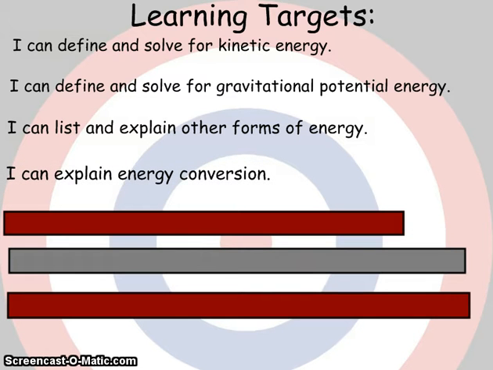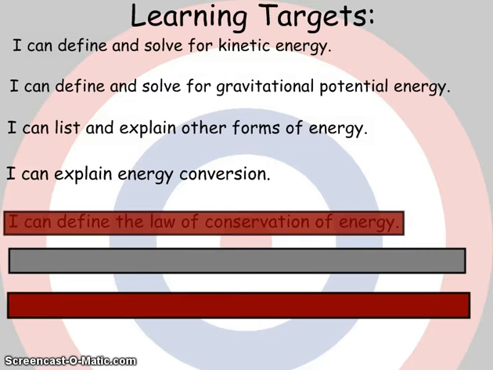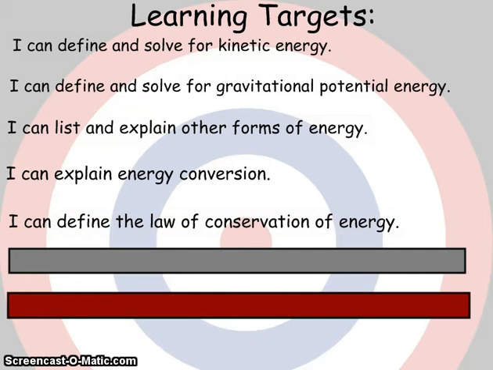I can explain energy conversion. Energy conversion is a change of one form of energy to another, and remember, any form of energy can change into any other form, and sometimes energy changes into more than one other form. I can define the law of conservation of energy. The law of conservation of energy states that energy cannot be created or destroyed. Every time you convert energy to another form, remember, some of that is converted to thermal energy.